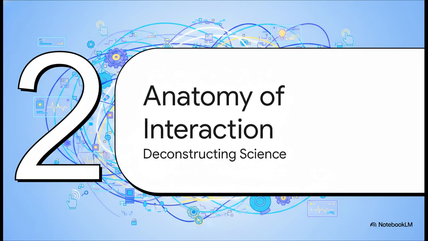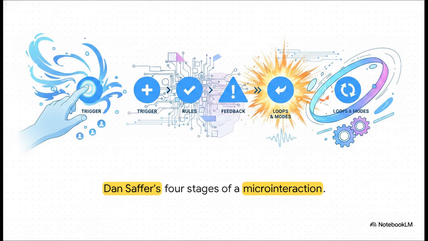Moving on to Section 2, Anatomy of a Microinteraction, Deconstructing the Science. Let's break down how this actually works behind the scenes using Dan Saffer's 4 stages. It's a very strict anatomical flow. It always starts with the trigger. Now that could be you physically tapping a button or a system-initiated trigger like receiving a text message.